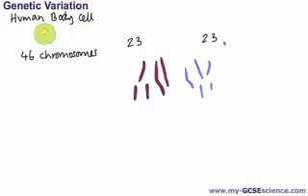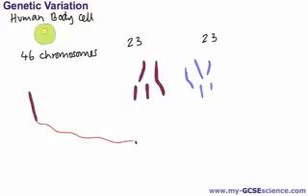Now, if I was to look at one particular chromosome, let's have a look at this one here, we could look at its structure in more detail, and what you would see is that this chromosome is actually made up of DNA which has been very tightly coiled. So I could uncoil some of it here, and there you would see a long molecule of DNA.